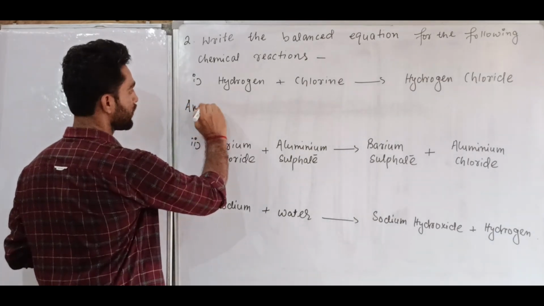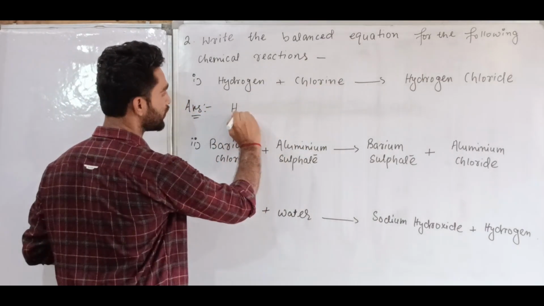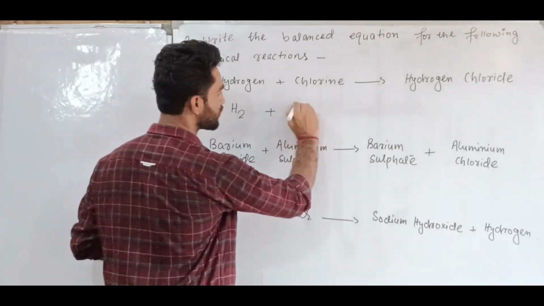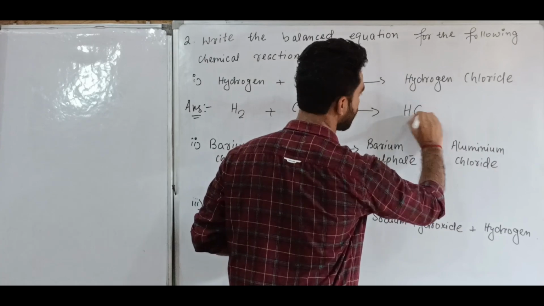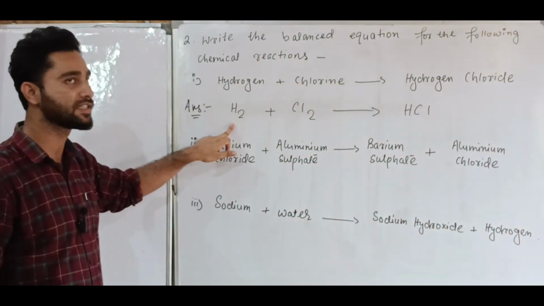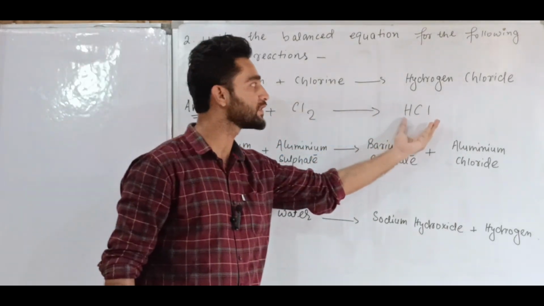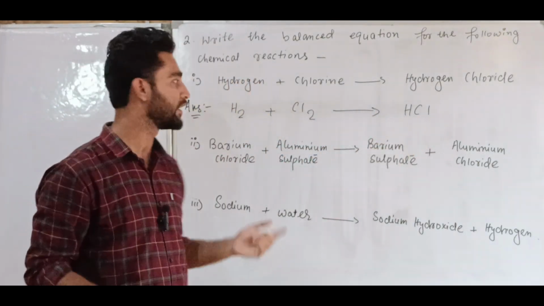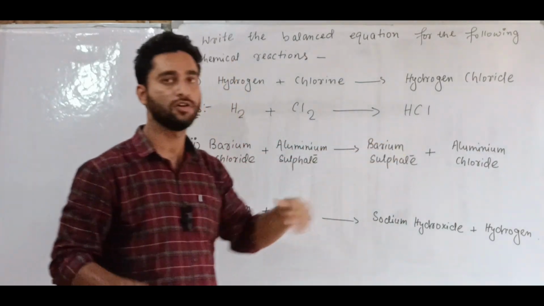So the first equation is what? Hydrogen, H2, reacts with chlorine, Cl2. They form hydrogen chloride, HCl. Now here you see this reaction is in the unbalanced state. Why? Because the number of atoms on the left hand side and the number of atoms on the right hand side are not equal. Here hydrogen 2, here hydrogen 1. Here chlorine 2, here chlorine 1.